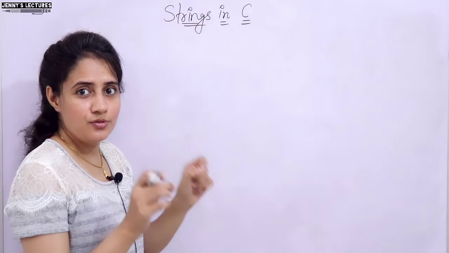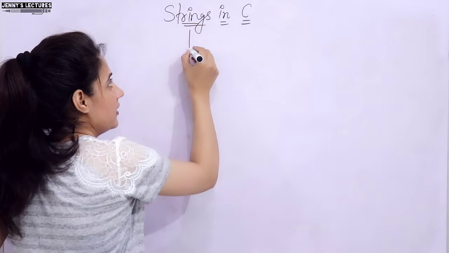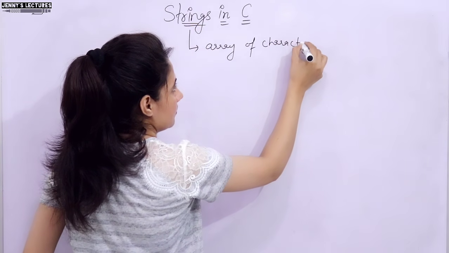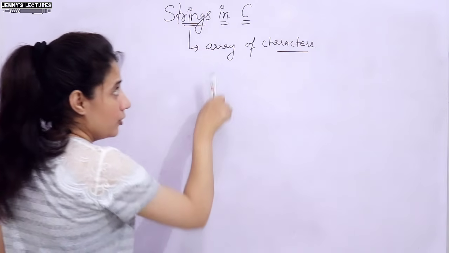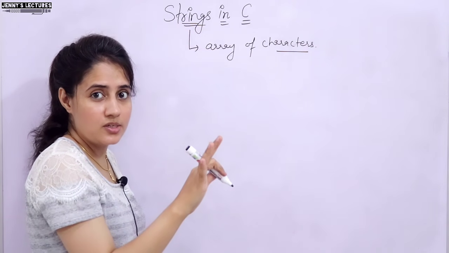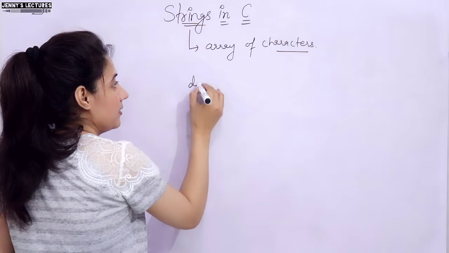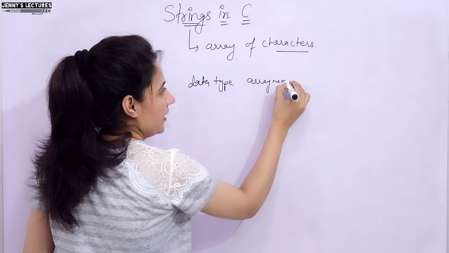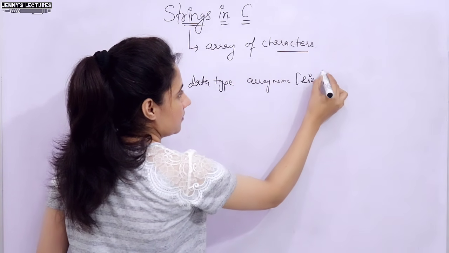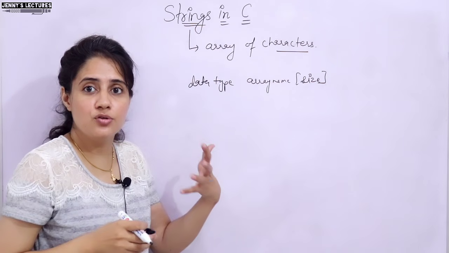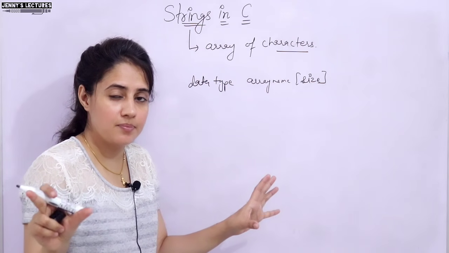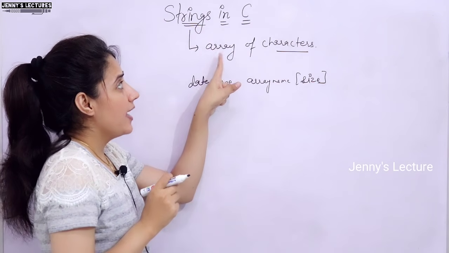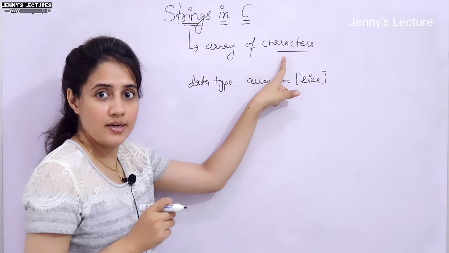In simple terms, in C, string is simply an array of characters. You know what is array, right? We have discussed array and how to declare array. First of all you will write the array data type, then the array name and then the size of array, right? Array means a collection of more than one data items that are of the same type, either int or float or char, right? So now it is an array of characters.